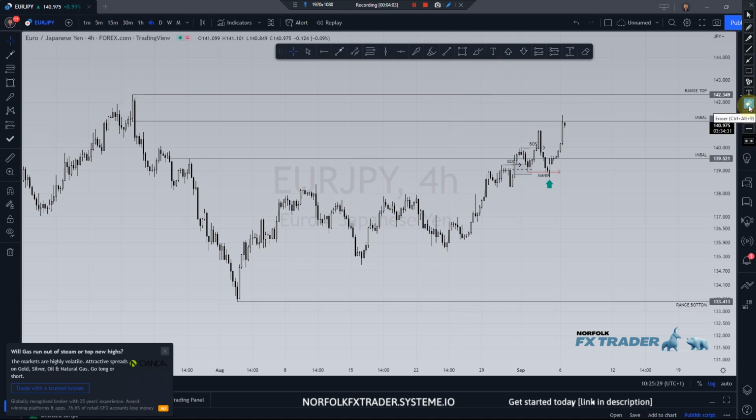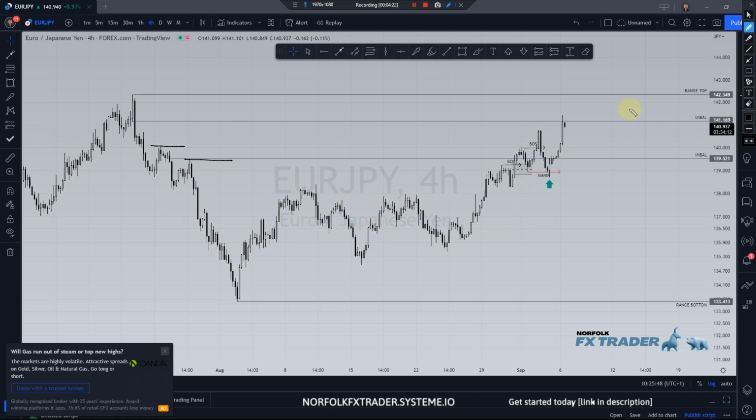Now on this occasion, I'm looking at the moment for price to continue higher to perhaps take the high of this range. So once we understand this, we can mark off our previous highs and our areas of imbalances, our areas of supply where price is likely to go to. That's what I've done.